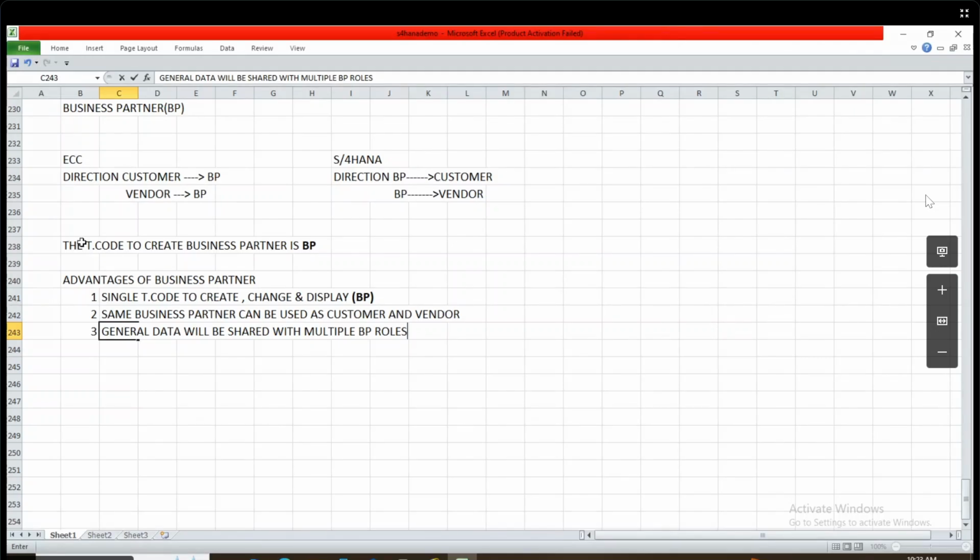So we have BP roles here. We'll discuss next. BP roles will tell you whether this is customer master or vendor master or contact person or credit master. That differentiation we do with the help of BP roles. So the same business partner you can create as customer and as vendor, and the same address can be shared with multiple BP roles. So general data will be shared with multiple BP roles.